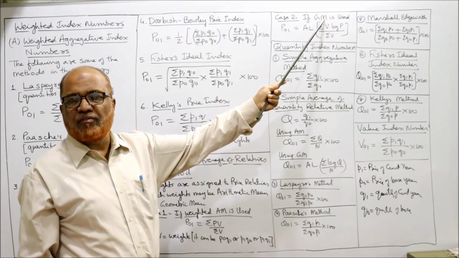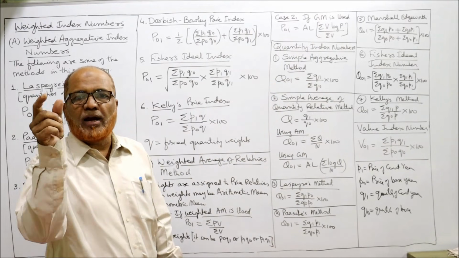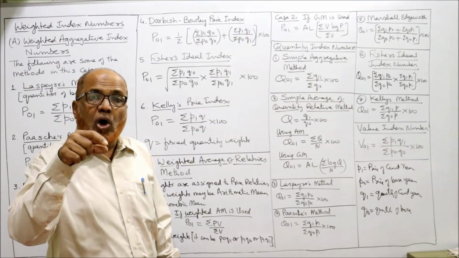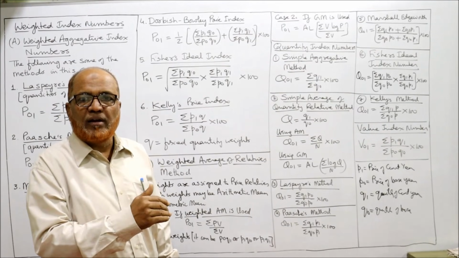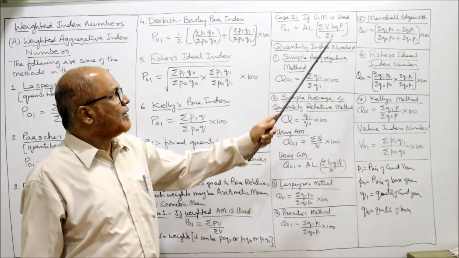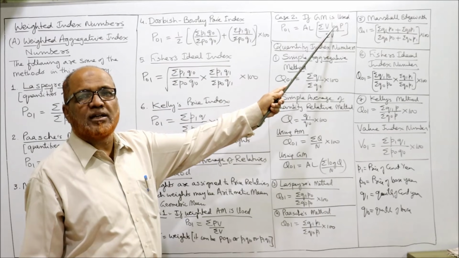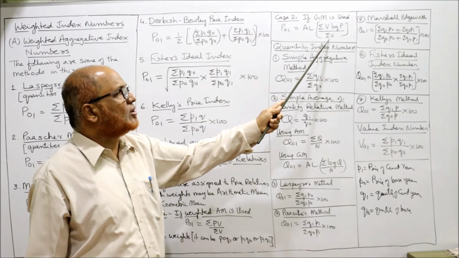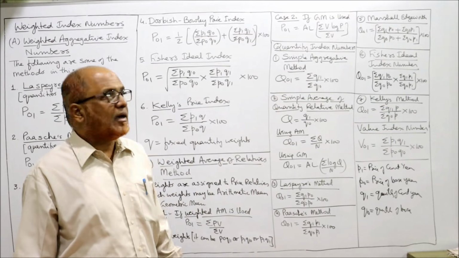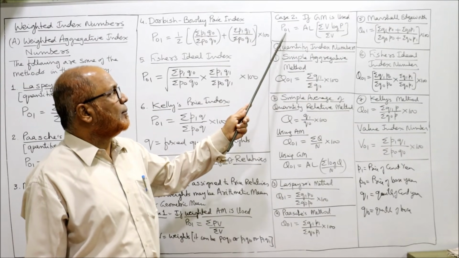If the average is taken from geometric mean, first we calculate capital P, price relative for each item. Then we calculate log P. Logarithm we refer and calculate log P. Multiply V into log P. Take the total. Divide by summation V. Then anti-logarithm will get price index of current year compared to base year.